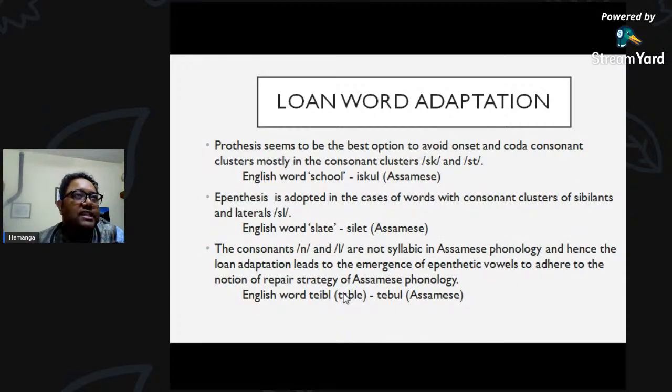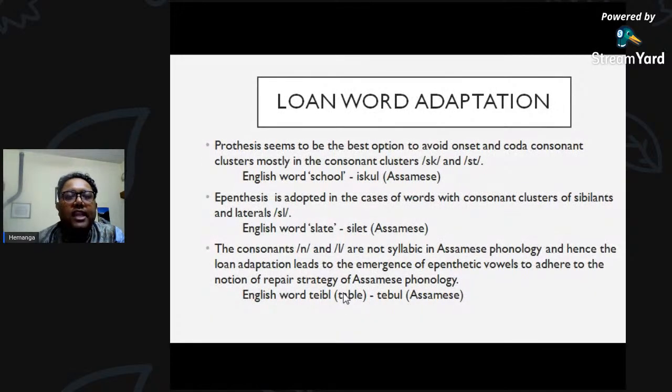Then nobody says silet is an English word. The slate turns into silet, the school turns into school. The components N and L are not syllabic in Assamese phonology, and hence a loan adaptation leads to the emergence of epenthetic vowels to adhere to the repair strategy of Assamese phonology. So you can say table, cotton, mutton, all these words are becoming Assamese. Cousin becomes cousin. So this is a very downward adaptation, and this process is very effective.